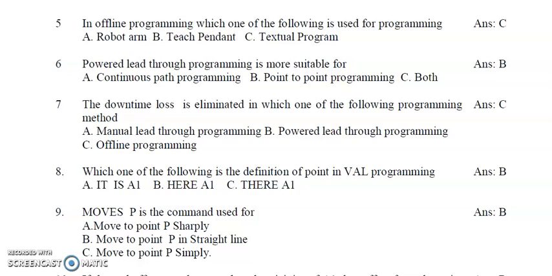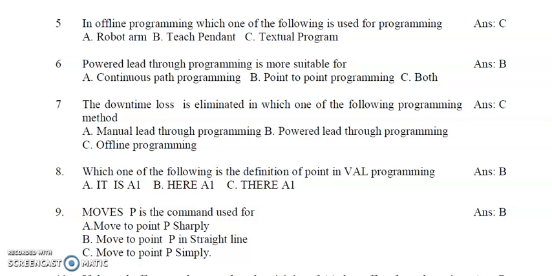Question 6. Power lead through programming is more suitable for A. Continuous path programming. B. Point-to-point programming. C. Both. In power lead through programming, we are using a teach pendant to teach the robot. It is more suitable for point-to-point programming. Answer is B.